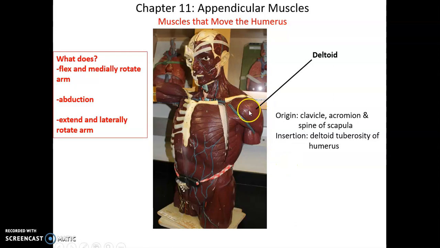So it can both flex and medially rotate the arm and extend and laterally rotate the arm. Again, this is because it is such a broad, large muscle. It does not have to contract completely. So if the anterior portion contracts, we get flexion or medial rotation. If the posterior side contracts, we get extension and or laterally rotating the arm. And if the middle portion or lateral portion contracts, it would pull the arm out via abduction.